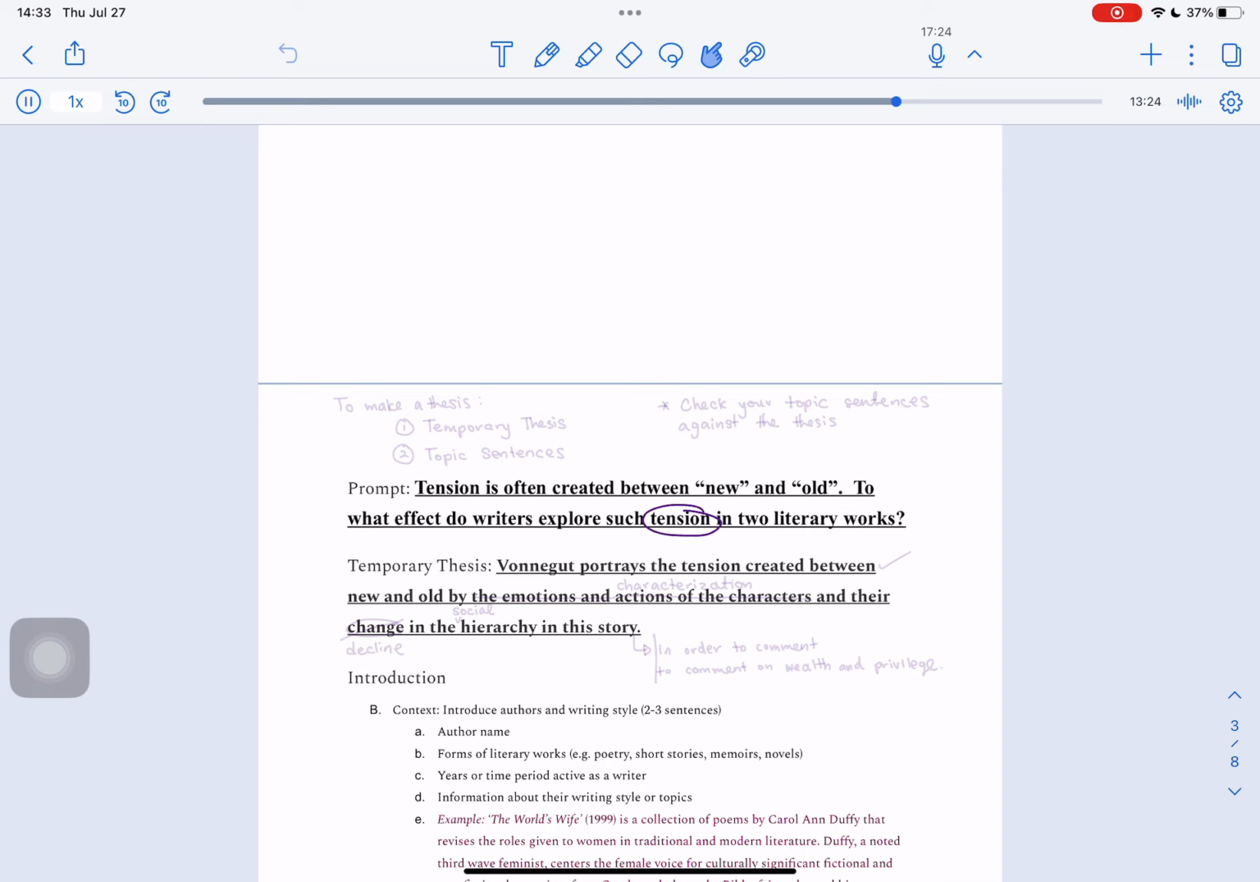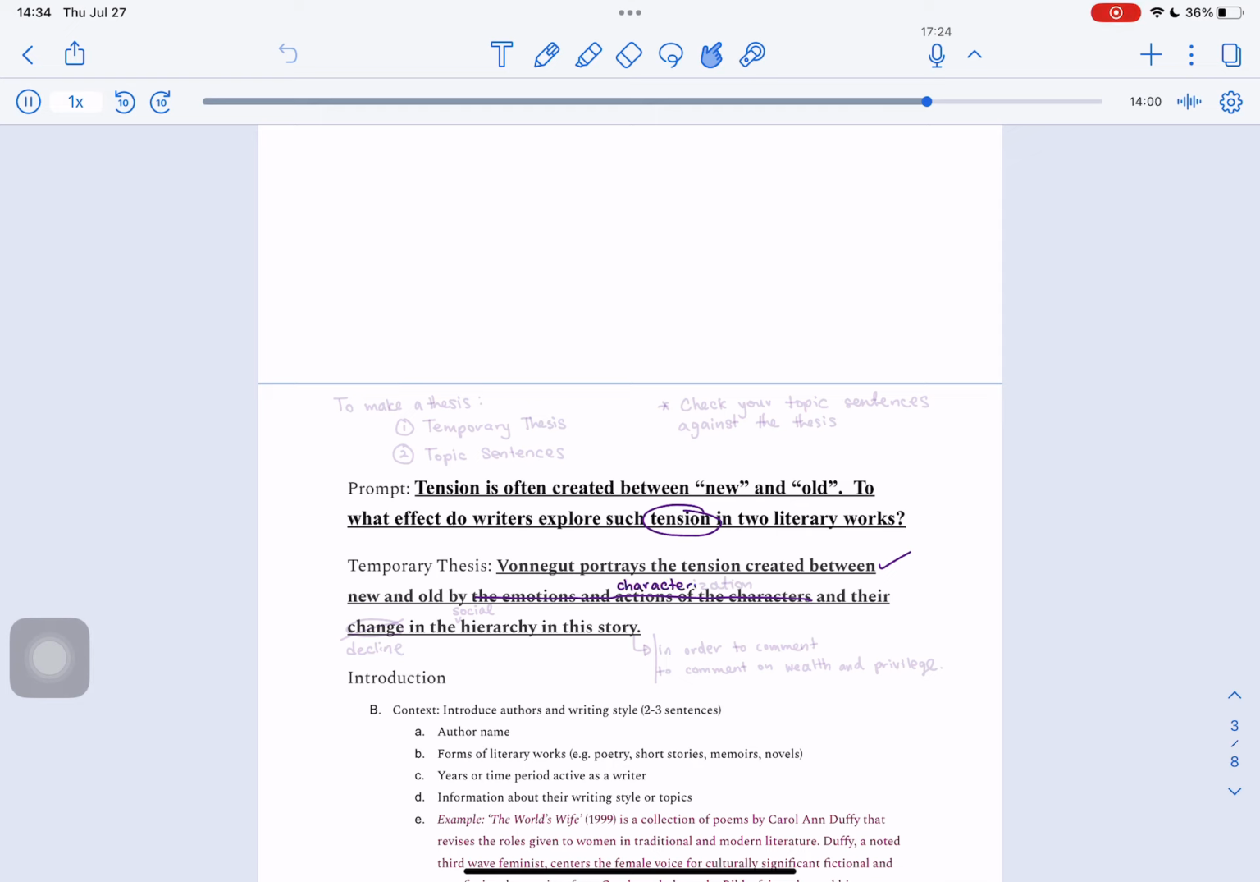So then, okay. We have a temporary thesis. Vonnegut portrays the tension created between new and old by the emotions and actions of characters and their change in the hierarchy of the story. That's not bad. That's pretty close. Genta. Yeah? You wrote one already. So portrays the tension created between new and old. That's checked. That one stays. By the emotions and actions. Are you keeping that? Emotions and actions? Maybe. We're going to shorten this. Okay.